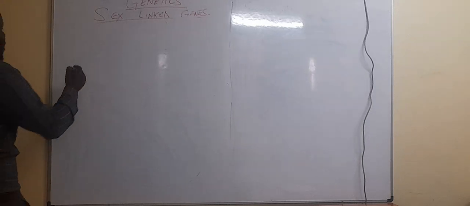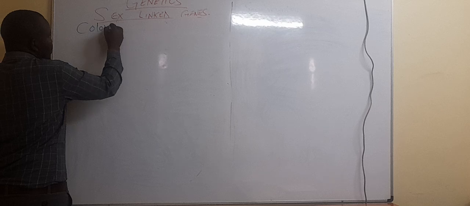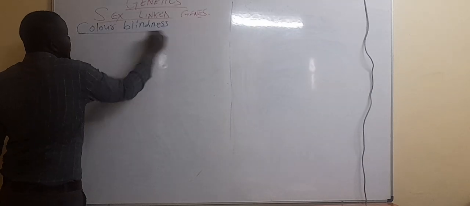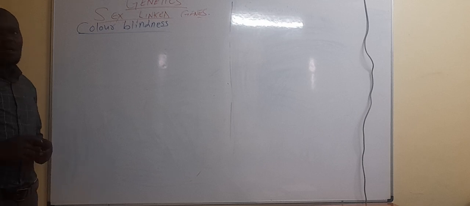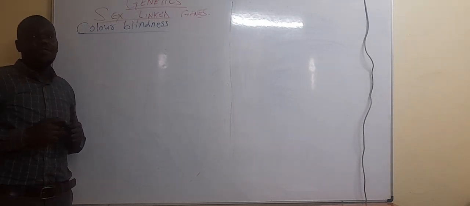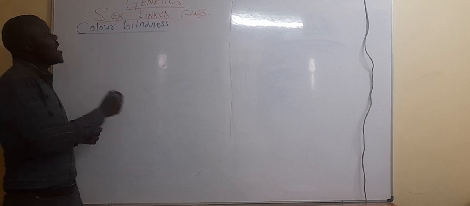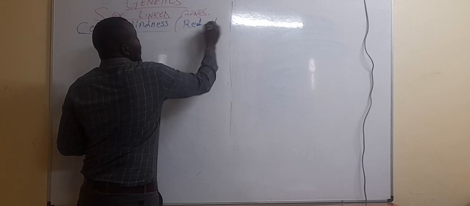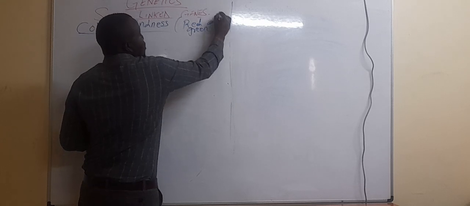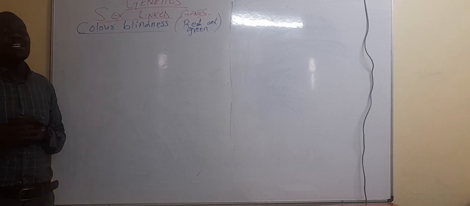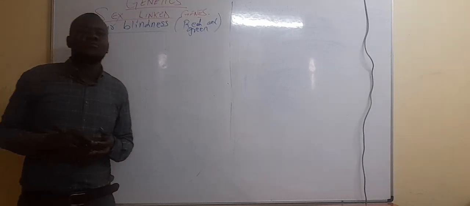Okay, let's understand now about color blindness. How do you differentiate them? In color blindness, an individual fails to differentiate some common colors. Which are these common colors? Red and green. So let's do the genetic crosses, and this one is linked to the X chromosome.